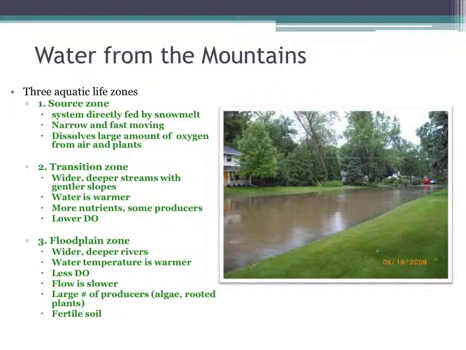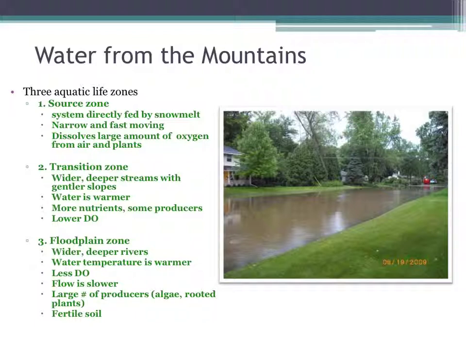Then we get a transition zone: wider, deeper streams with gentler slopes. Water starts to warm, we get more nutrients, and we get some producers here because the water's slowing down, so plants can kind of hold on a little bit easier. We do get a little bit lower dissolved oxygen because the water warms up a little bit and that oxygen dissolves right out. Then we get something called a floodplain zone, which tends to be very flat.